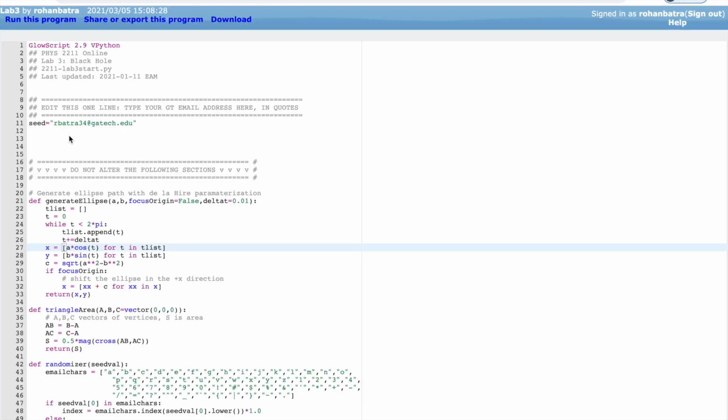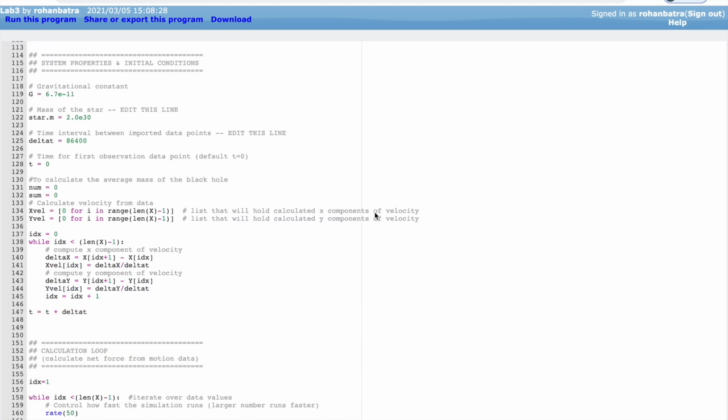This is the code that we have used to perform our experiment. The email ID has been changed to my own unique email ID. Here we can see that the gravitational constant is 6.7 times 10 to the power minus 11. The mass of the star is 2.0 times 10 to the power 30 kg, and the delta t is 86,400 seconds, which is equal to 24 hours, or a day.